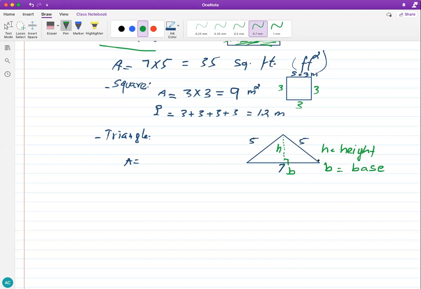For example, this side is 5 and 5, so we need the height. For the area, we need the height. Let's give it 6. So each shape has a formula that we need to remember. For the area of a triangle, remember this, it's B times H divided by 2.